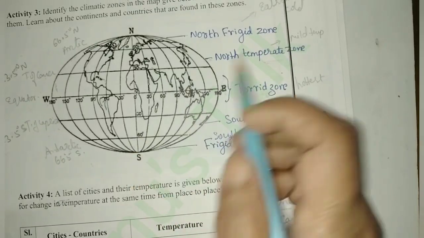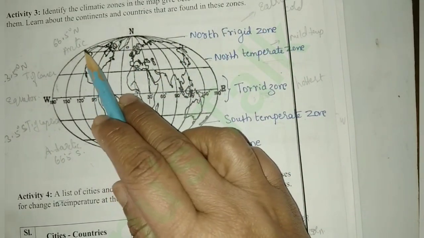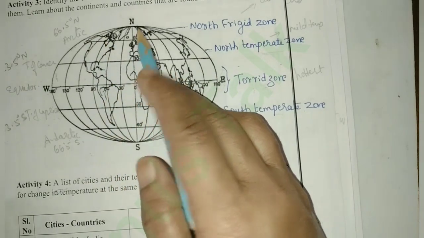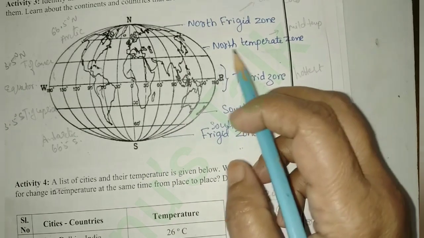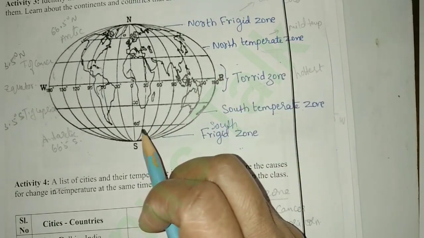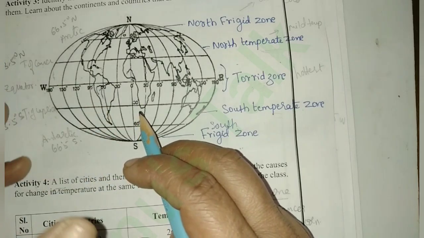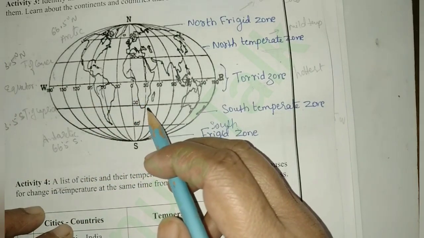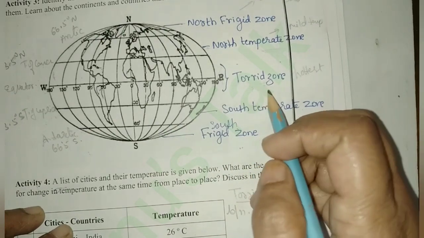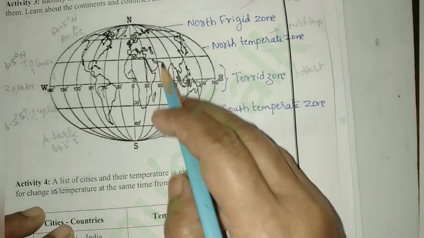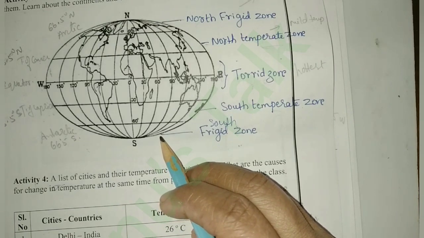The next is the frigid zone, that is Arctic Circle to the North Pole and Antarctic Circle to the South Pole. This is the coldest region, because the temperature in the zone is very low due to the slanting rays of the sun. So in the torrid zone, what happens is it receives the direct rays of the sun. In the frigid zone, it receives the slanting rays of the sun. I hope you have understood.